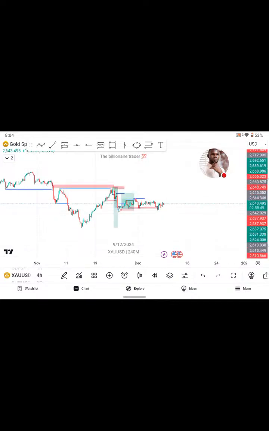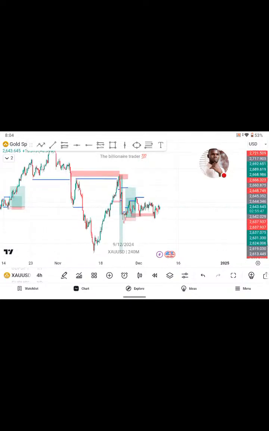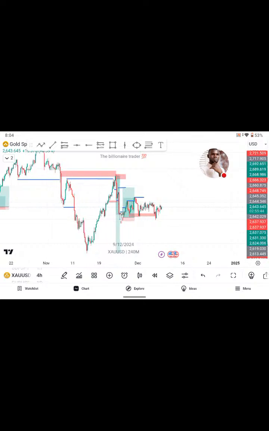Gold is still ranging. Gold is just ranging. I don't have much on gold.